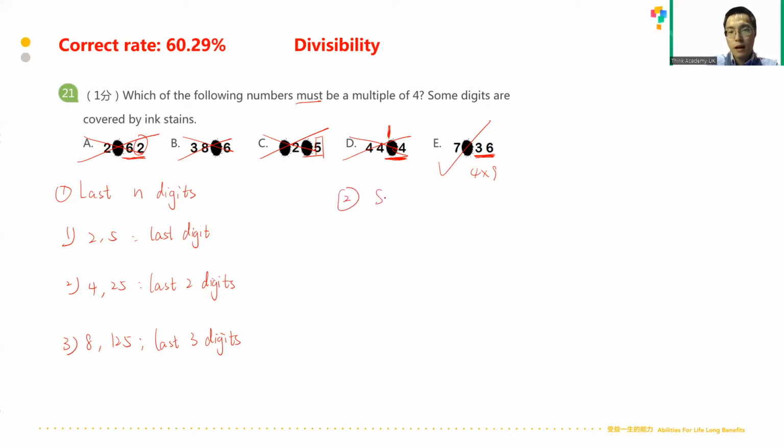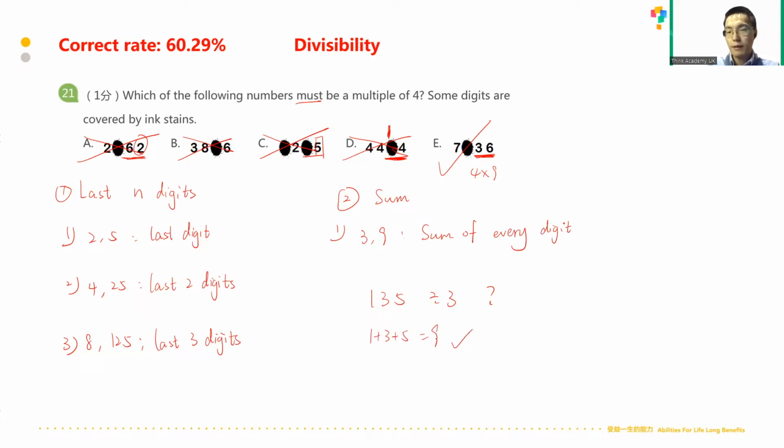The second type is called sum. We're just doing a little recap. The first type is 3 or 9. So we're looking at the sum of every digit. I'm sure most of you know the divisibility rule for 3. For example, if we have 135 and we want to know if it is divisible by 3, we can simply add every digit together, and the sum will be 1 plus 3 plus 5, and that will be 9.